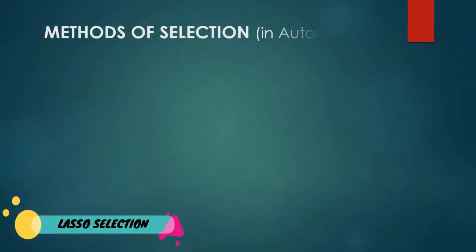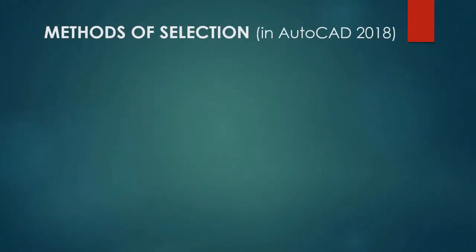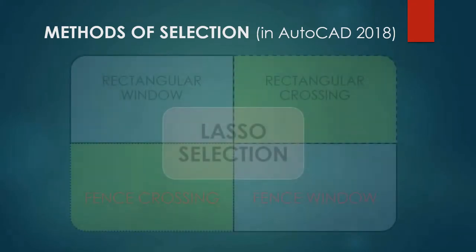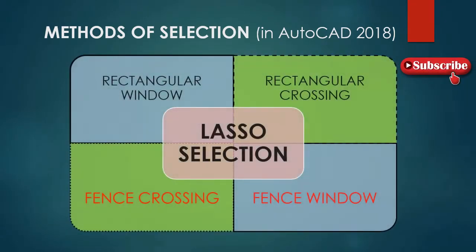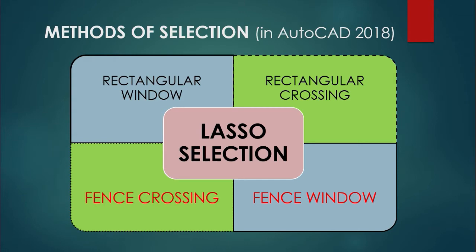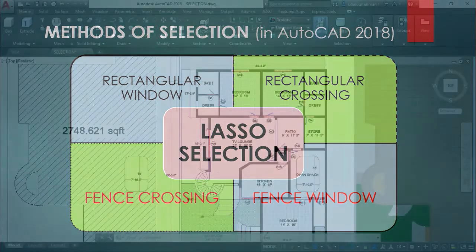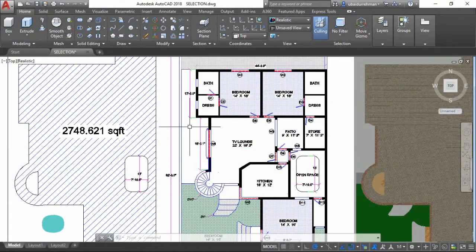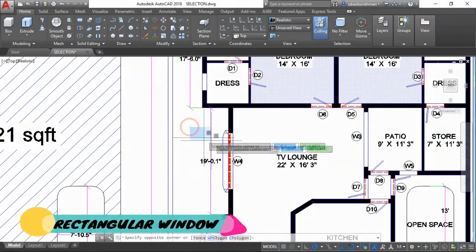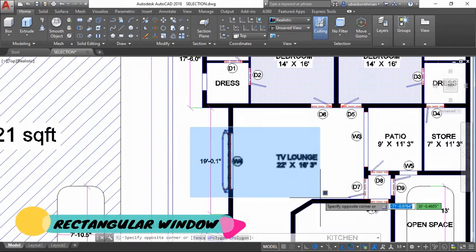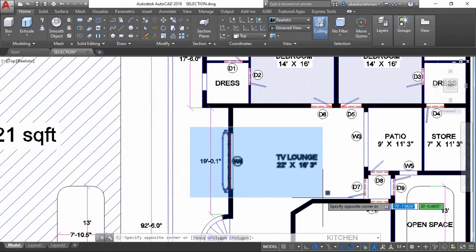Now that we have described the single click completely with or without cycling, let's talk about other methods of selection, that is lasso selection. We have rectangular lasso and fence lasso selection, and based on the direction of selection, both are further divided into window and crossing selection. Left click once and drag toward right, and you can see the blue rectangle with dotted boundary. This is a rectangular window selection.